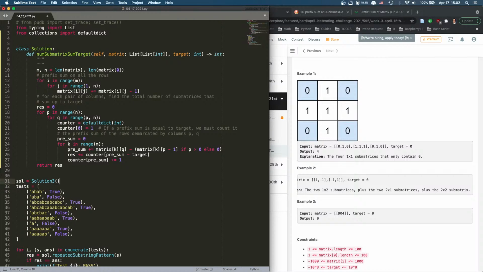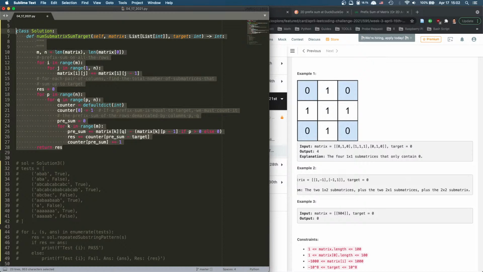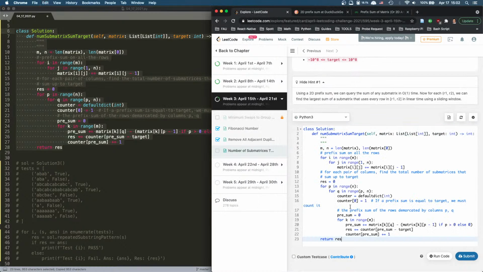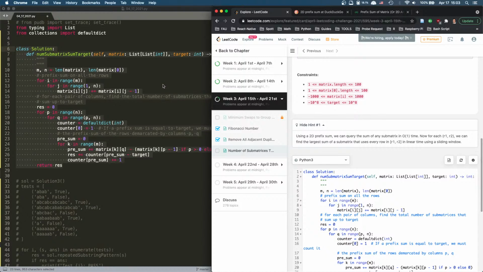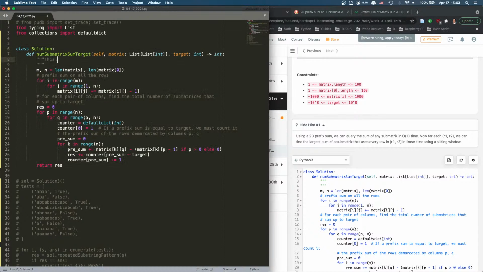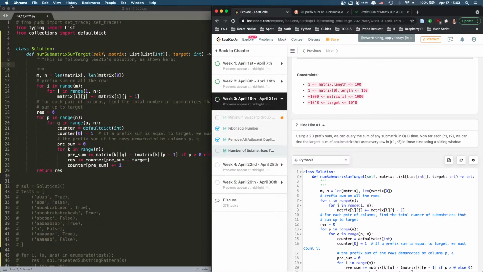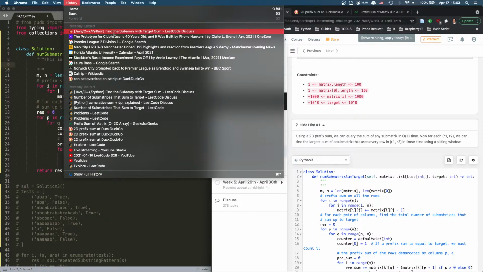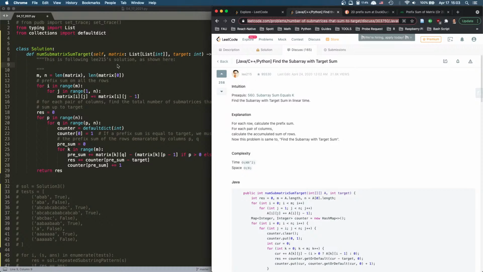I mean, we don't need to test this because this is from the solution. So we just need to make sure that this works. It shall work because it's following Lee 215 solution as shown here. Yeah, I think this is the one. Yep, can be found here.